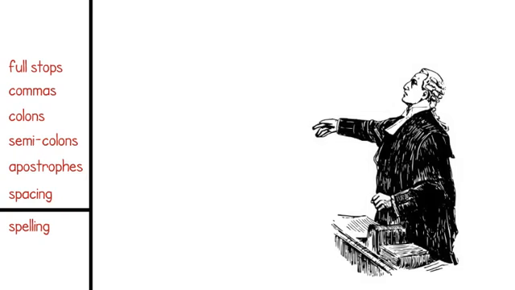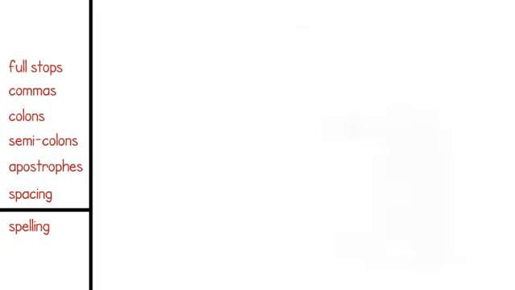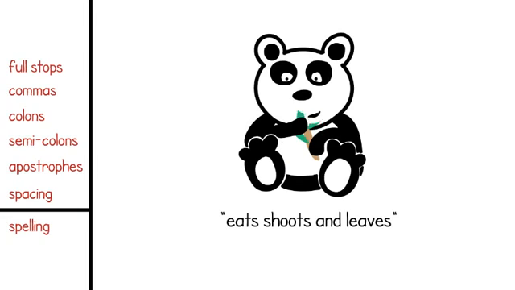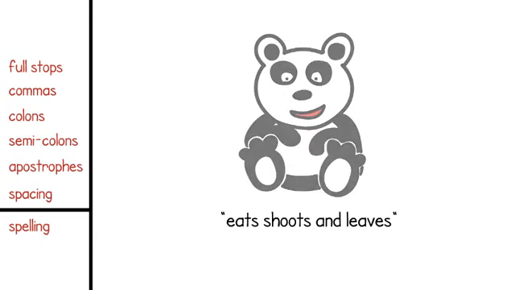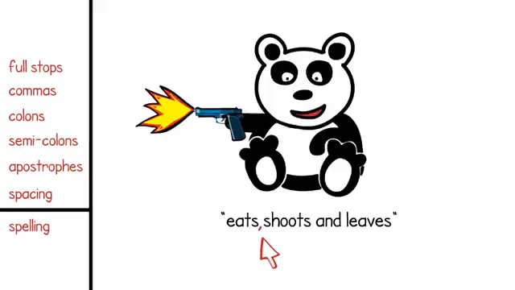Legal cases have been lost because of a comma in the wrong place. For example, "eats, shoots and leaves" is very different in meaning from "eats shoots and leaves."